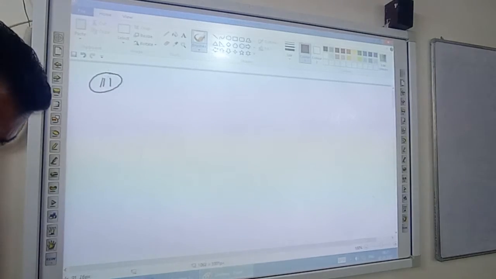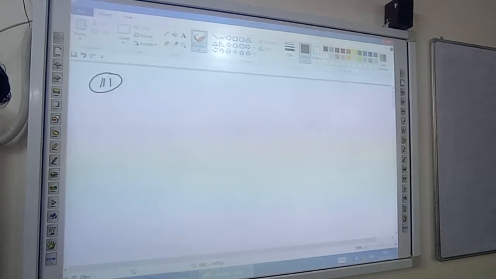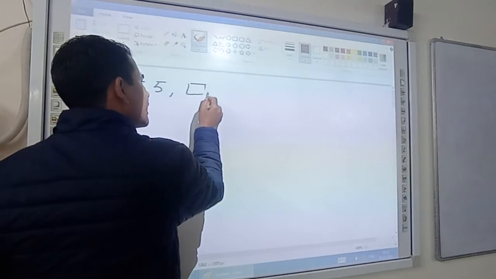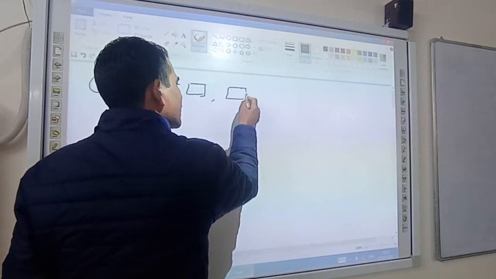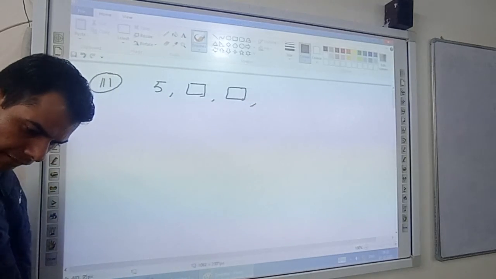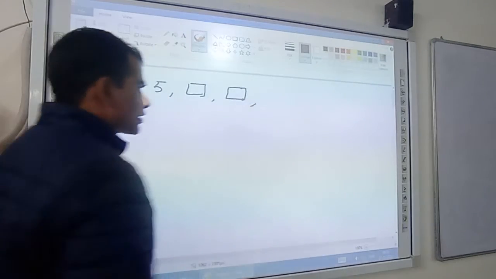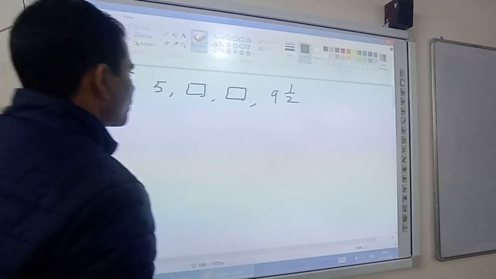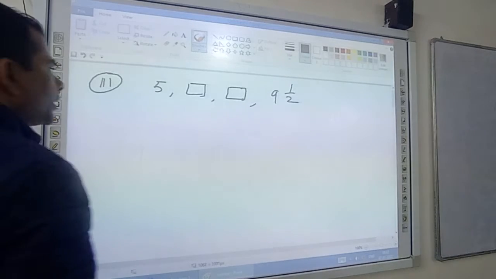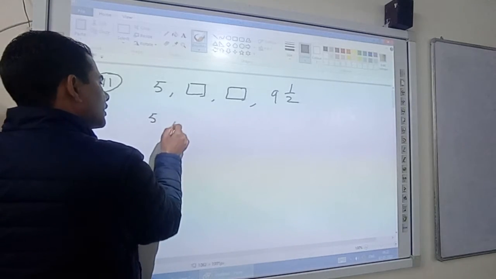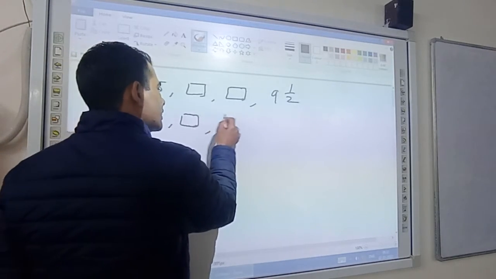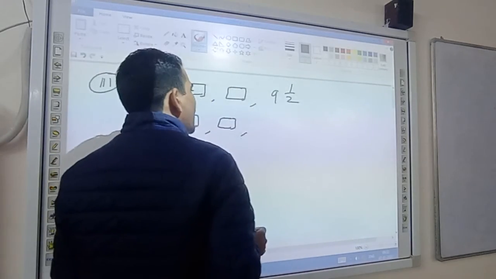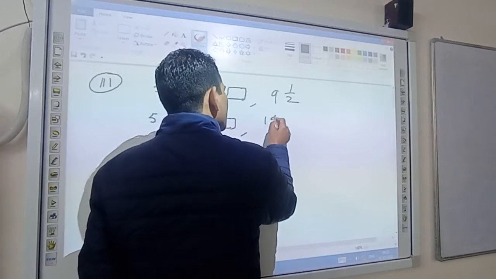Third part. 5. Second term missing. Third term is also missing. And your fourth term is 9 1 by 2. Okay. It means 5 and the missing terms, and the fourth term is 19 by 2.